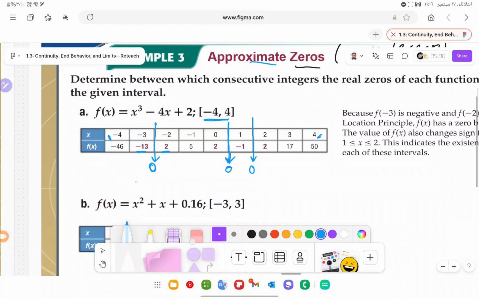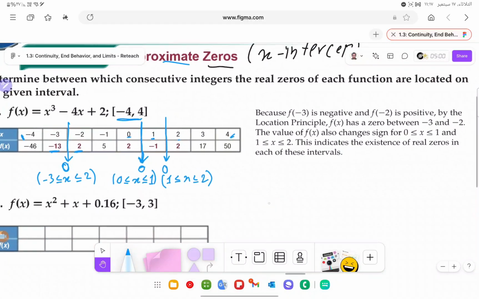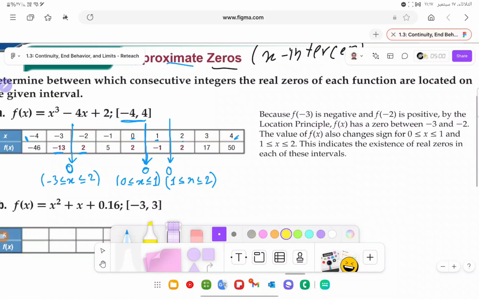So how do I write this? I can rewrite it as -3 less than x less than -2. This is the first interval. The second interval is 0 less than or equal to x less than or equal to 1. We're looking only at the x's. The third interval is between 1 and 2, so 1 less than x less than 2. This is what you can see here on the right side. The first one is between -3 and -2, which is this one here. Then I have between 0 and 1, which is this one here.